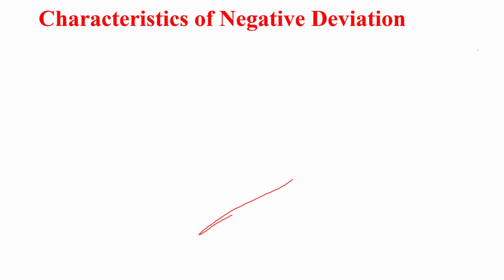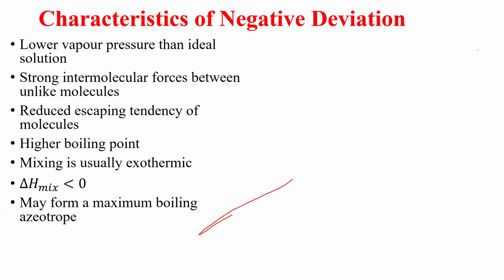Yes. So in this case, before we draw that diagram, let's first look at these characteristics and examples, and then we can draw the diagram. You can just read for us these characteristics since they are just the opposite of positive deviation. Read a little bit faster. Characteristics of negative deviation: there is a lower vapor pressure than the ideal solution. Good. Strong intermolecular forces between unlike molecules. Good. Reduced escaping tendency of the molecules. Good. Higher boiling point. Mixing is usually exothermic. Exothermic means what? Exothermic means releasing heat to the environment. There is release of heat, okay?